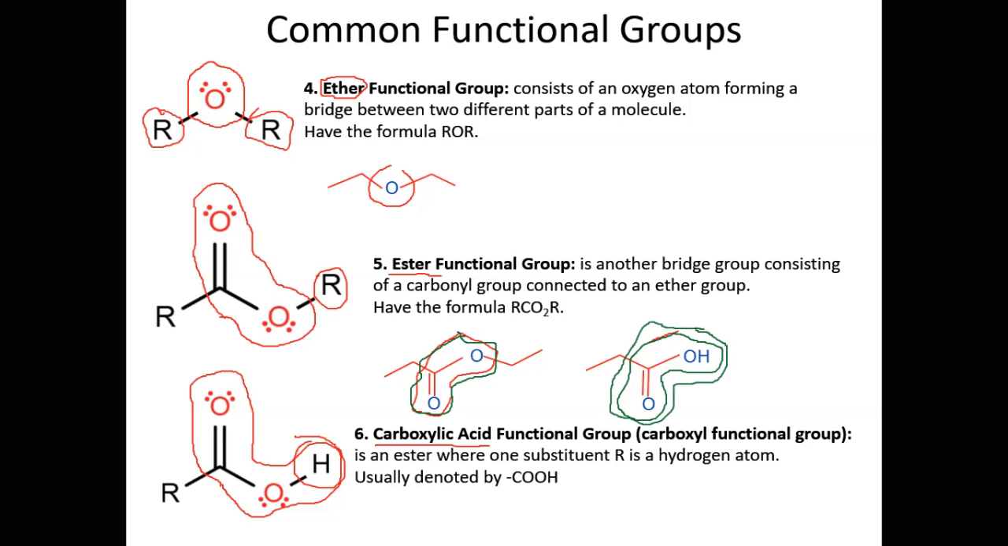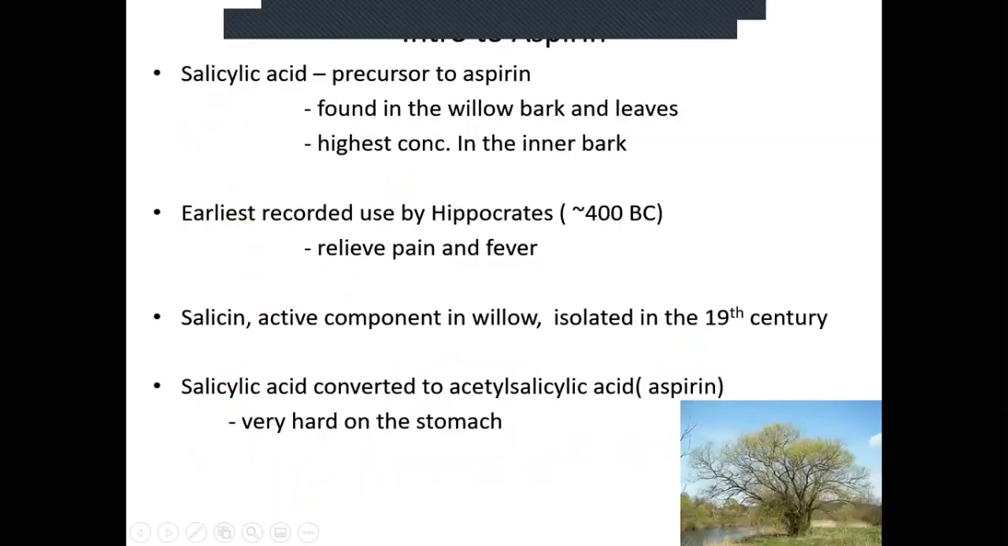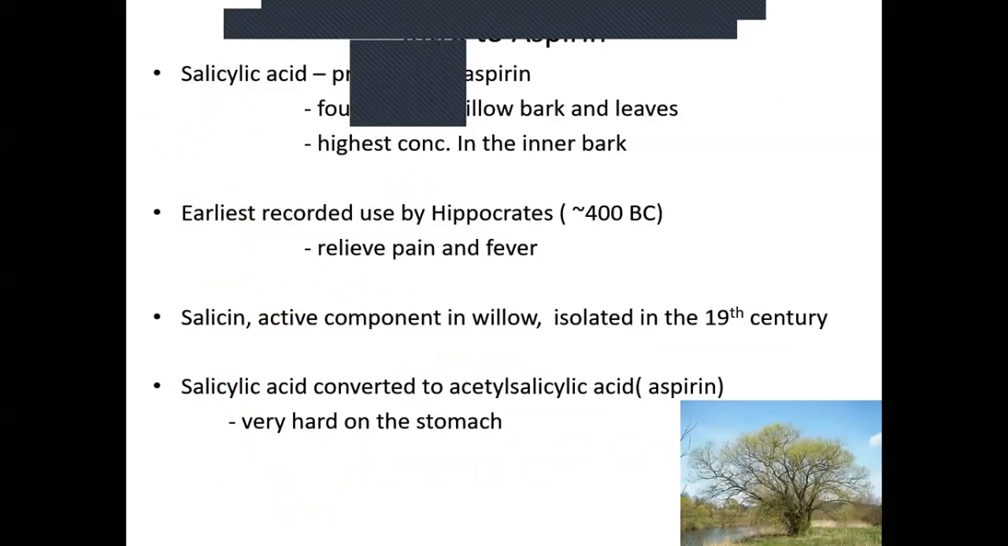And so what we would have done in lab is we're going to take a carboxylic acid and actually convert it to an ester. And that's what happens in the synthesis of aspirin. The reactant we use is a carboxylic acid. It undergoes a reaction, and then we form an ester, which is what aspirin is. And so the precursor that we would have used for the experiment is salicylic acid.